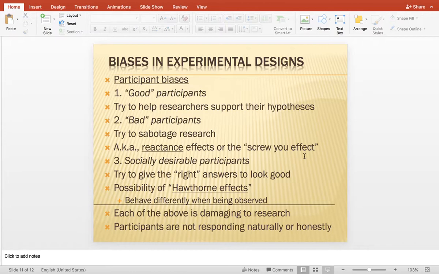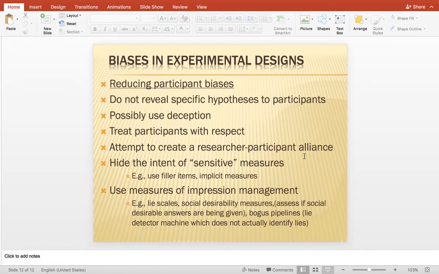And why? You change your behavior because you feel that you're being observed in that particular instance. The same thing happens for us in experimental settings. So how can we remedy these situations? Good remedies for reducing participant bias.